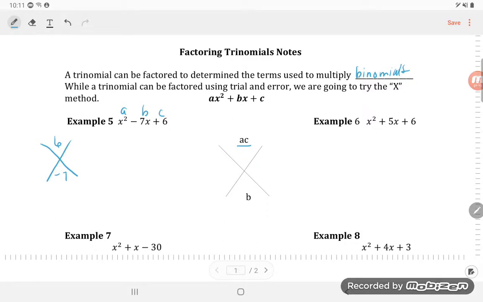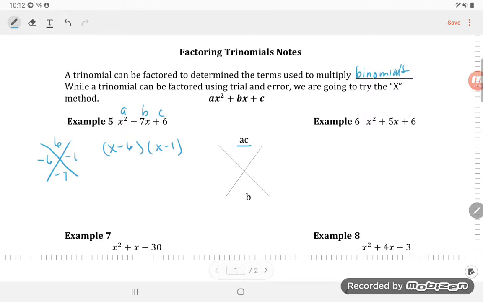So now I need you to think of two numbers that multiply to give you a positive 6. Those same two numbers are going to add to give you a negative 7. What are they? Your numbers are negative 6 and negative 1. We take these two factors and we write them in parentheses as x minus 6 times x minus 1.